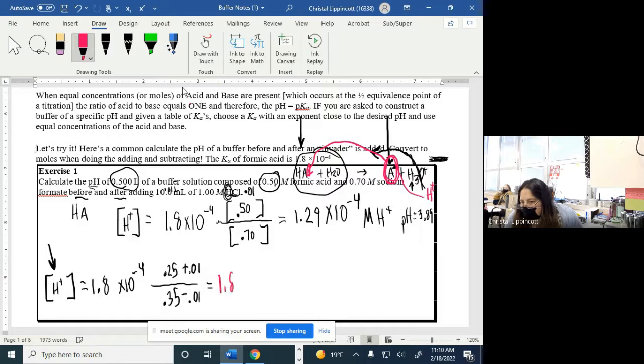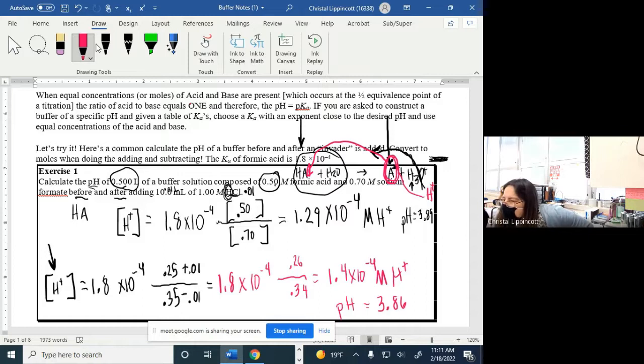I have my 1.8 times 10 to the minus 4, and then we're going to multiply that by 0.26 over 0.34. And I guess I shouldn't use those square brackets. Honestly, I'm sorry, y'all. I don't want you to think that that's really concentration. And then that's going to equal 1.4 times 10 to the minus 4 molar of H plus. That's not what they wanted. They wanted pH, so negative log. Negative log, and that's going to equal 3.86.